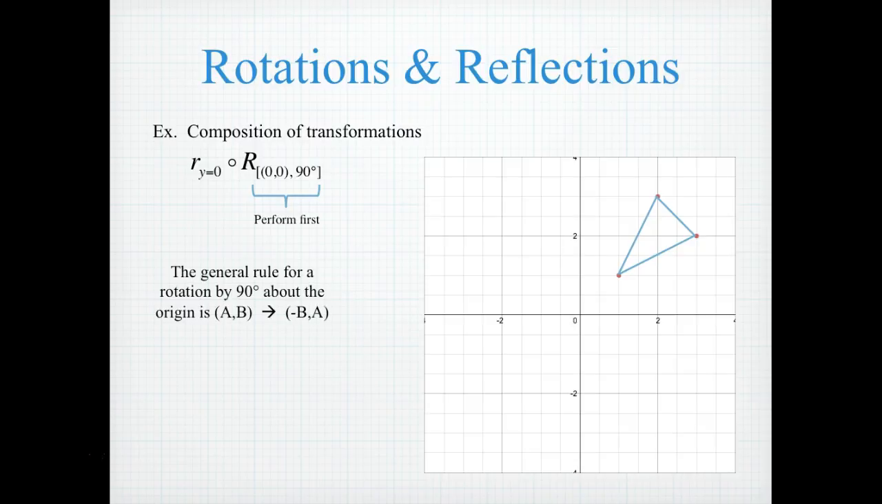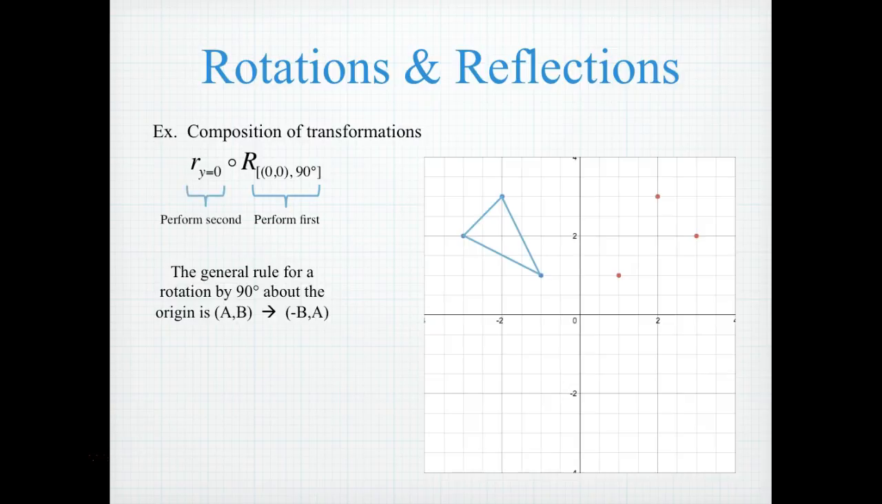Remember, by the general rule from our previous slide, if we're going to rotate 90 degrees about the origin, the coordinate (a, b) will rotate to coordinate (-b, a). So coordinate (2, 2) will rotate to (-2, 2). The point at coordinate (2, 3) will rotate to (-3, 2), and the coordinate (3, 2) will rotate to (-2, 3). So my pre-image after the 90-degree rotation about the origin will end up here in quadrant 2.